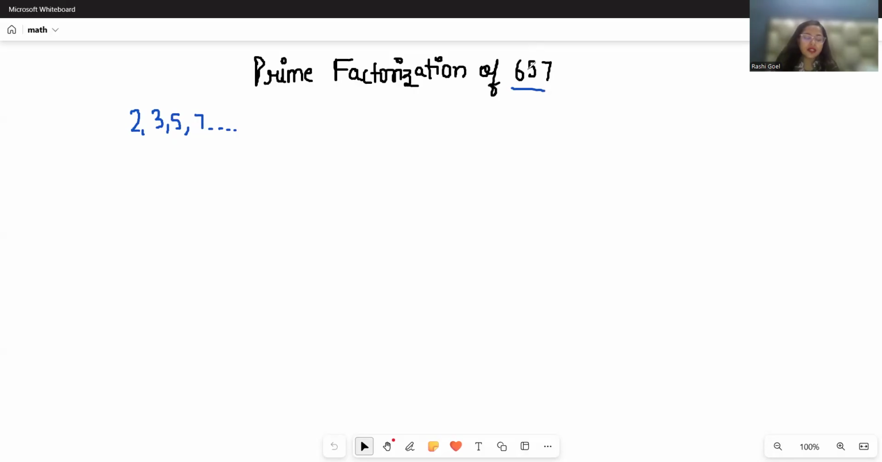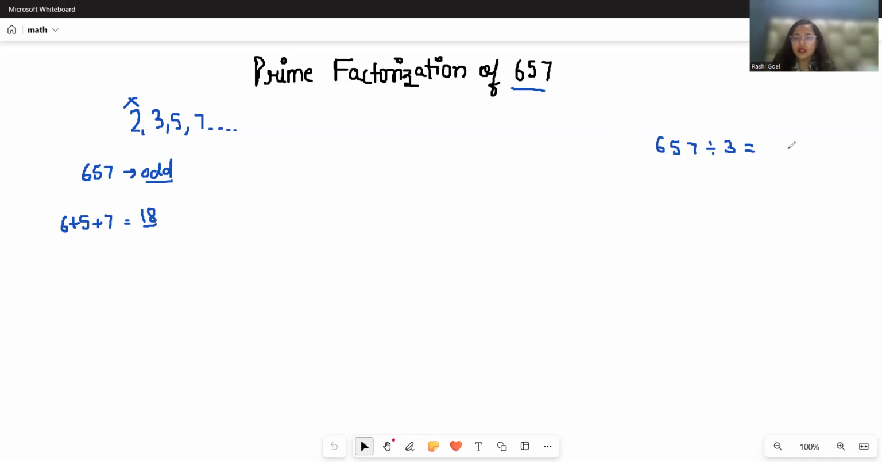So let's start. As we can see, 657 is odd, so it cannot be divisible by the first prime number, that is 2. Now check with 3. To check with 3, we have to sum the digits. So 6 plus 5 is 11, plus 7 is 18. 18 can be divisible by 3.